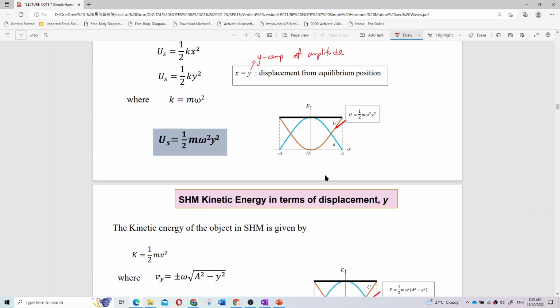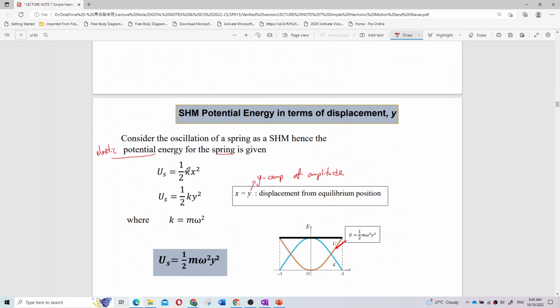This is the usual formula: half kx square, the elastic energy for a spring, the usual formula we see. Now we change x to y. And then k equals m omega square. How do we get this, k equals m omega square?